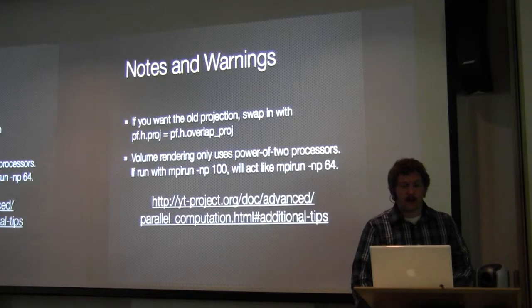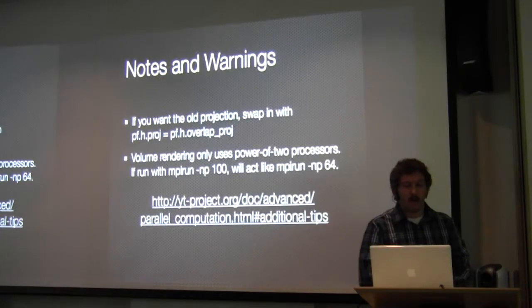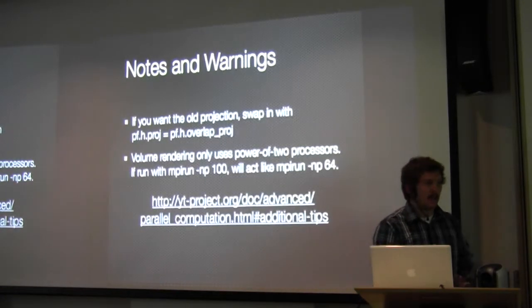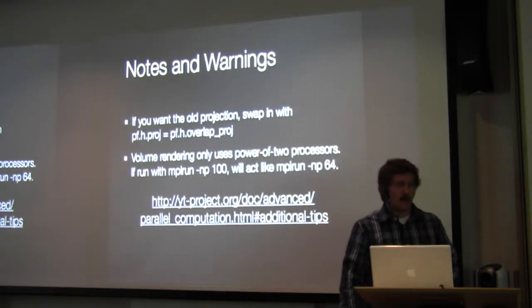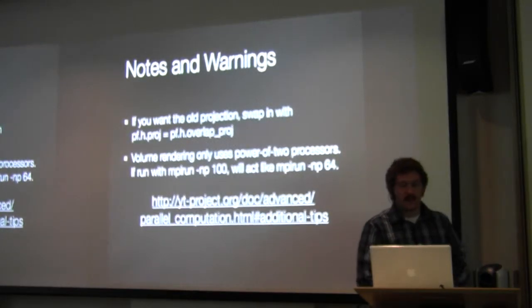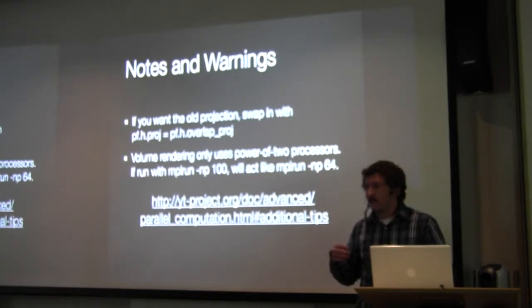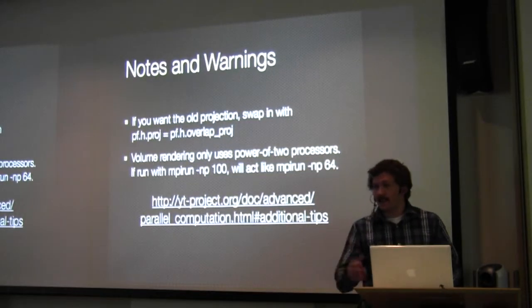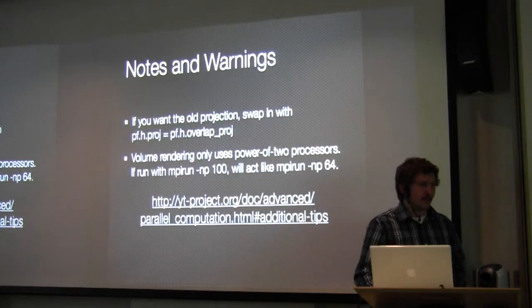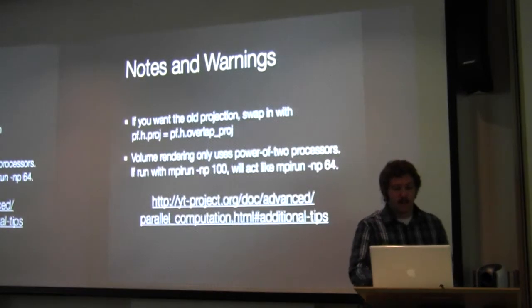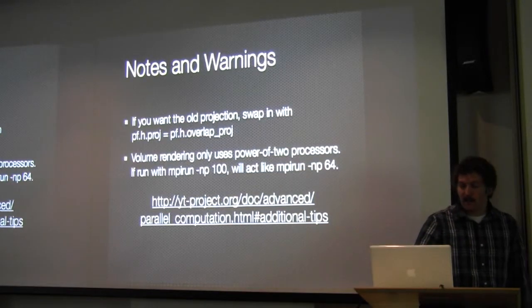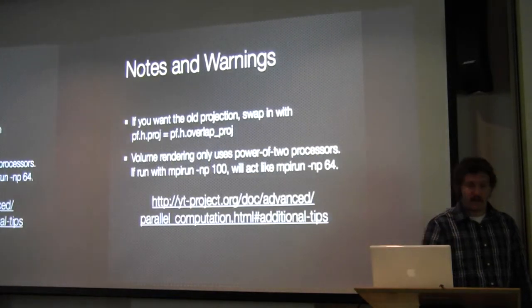Finally, a final note is that the volume rendering right now, the KD tree can only use a power of 2 processors to decompose the volume. I'm working on fixing this, but if you run with MP of 100, it'll just act like it has 64 processors. It'll still run, it just won't be as efficient as you thought it was going to be. Now there's additional tips online, and with that, I'll end.